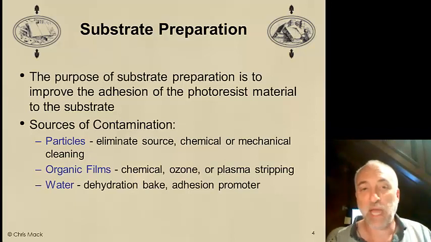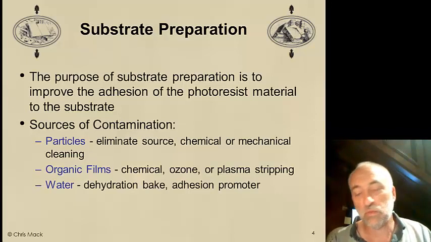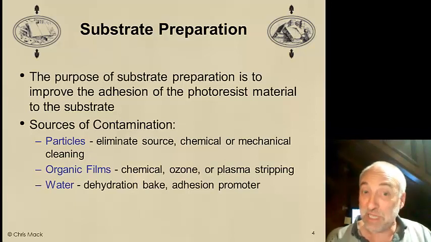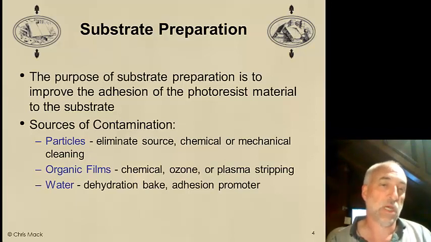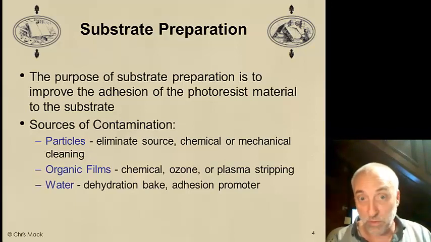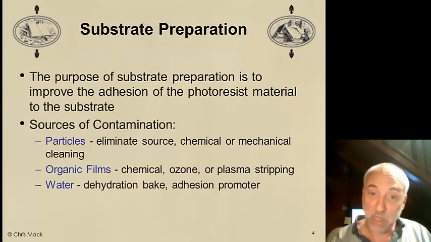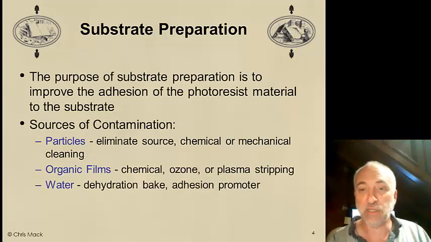Just like we've talked about in the past with particles, we want to eliminate the source, and then we do cleaning to eliminate whatever might still be on the wafer. But there's an interesting new contaminant that we worry about in photoresist coating, and that's water. Our photoresists tend to be hydrophobic. They don't like water. If there's water adhered to the surface of the wafer, then we will get poor adhesion of our hydrophobic photoresist when coating. So we spend some time thinking about how to get rid of the water, and we do it in two ways: by removing the water and then adding an adhesion promoter.